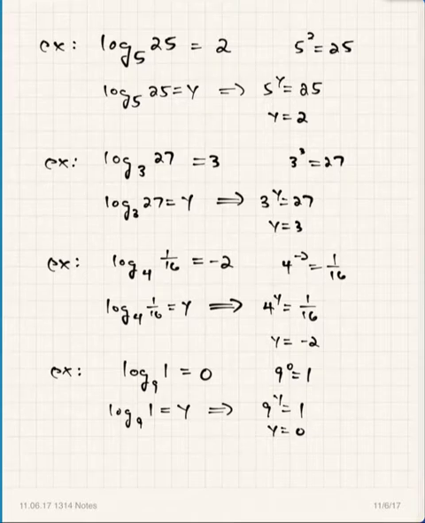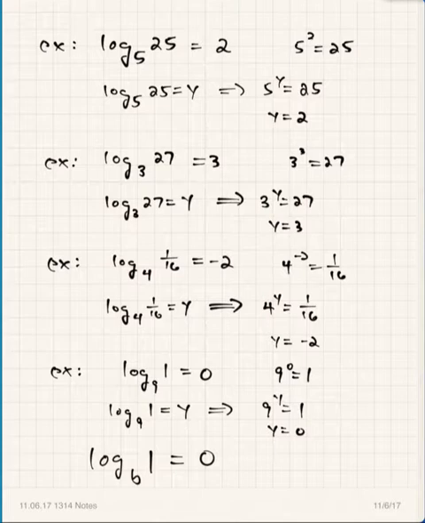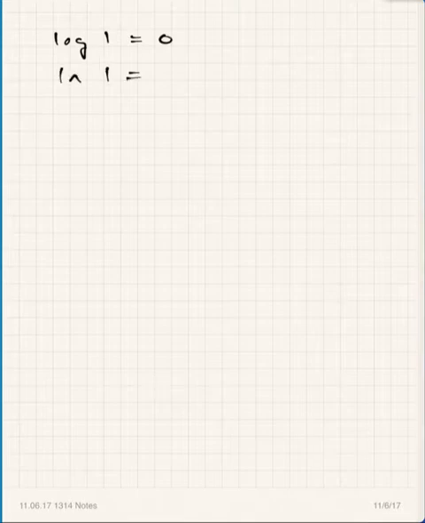Notice this is going to be true no matter what the base is. Logarithm base b of 1 is always going to be equal to 0. That's actually a property that we can write out here: logarithm base anything of 1 is equal to 0. So in particular, with the common logarithm and the natural logarithm, we can write that the log of 1, because that would be base 10, remember, is equal to 0, and the natural log of 1 is equal to 0, right? Those would be particular cases of that. So whenever you take the log of 1, whatever the base is, you're always going to get 0 as the answer.